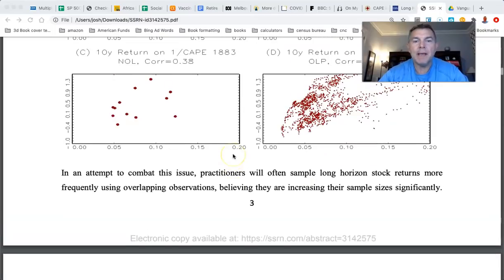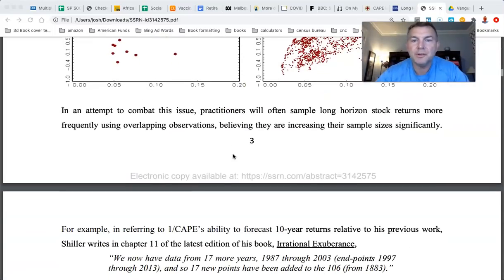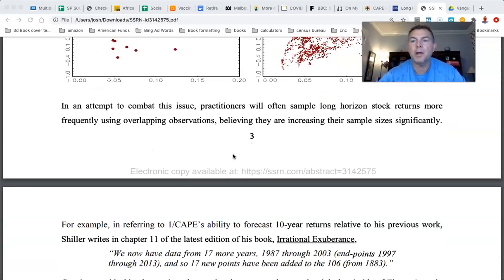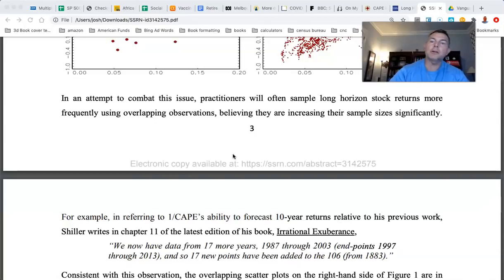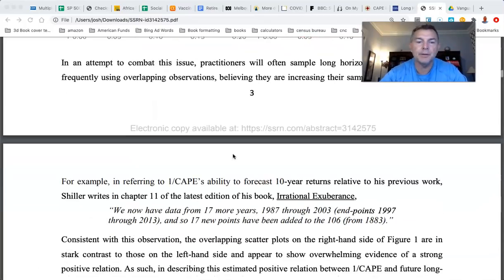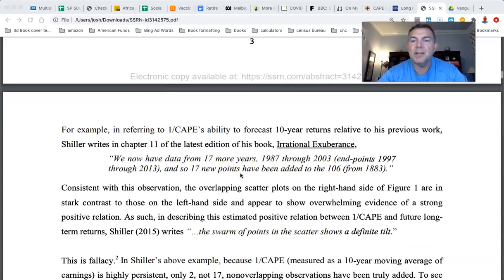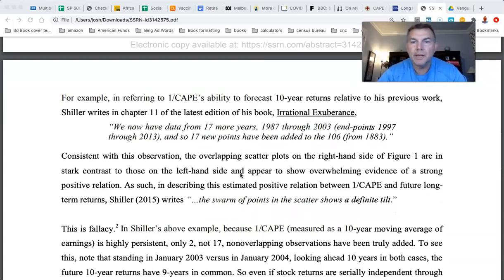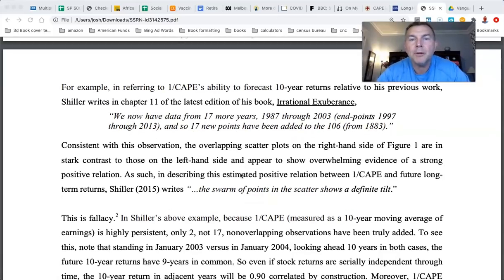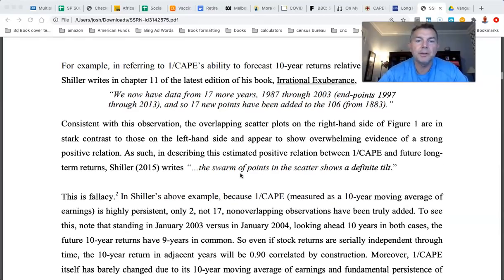So in an attempt to combat this issue of a small sample size, practitioners will often sample long horizon stock returns more frequently using overlapping observations, believing they are increasing their sample sizes significantly. For example, in referring to the CAPE's ability to forecast 10-year returns relative to his previous work, Shiller writes in the latest edition of Irrational Exuberance, we now have data from 17 more years, 1987 through 2003, and so 17 new points have been added to the 106 from 1883.